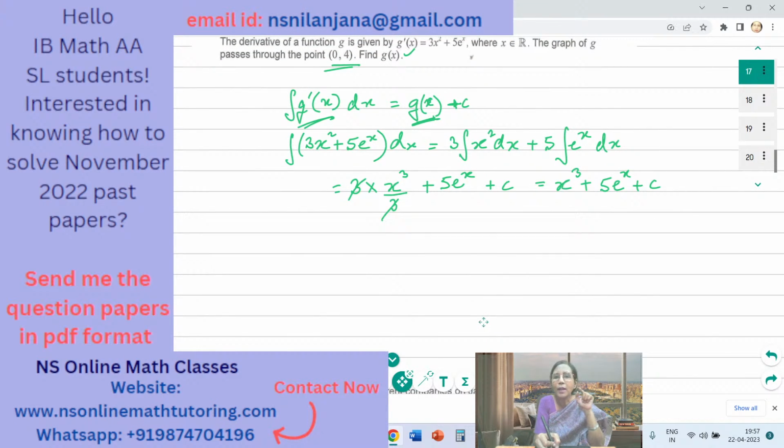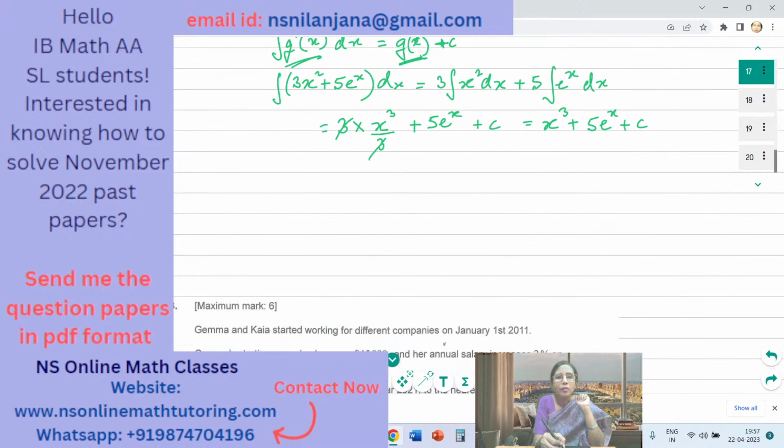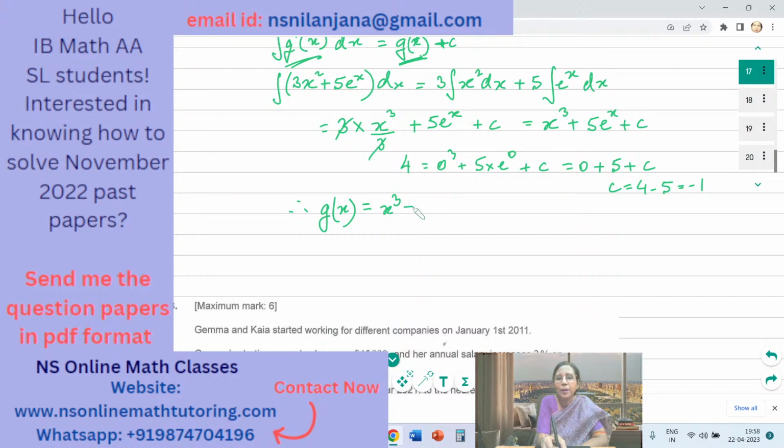The point is (0, 4), so x equal to 0, y equal to 4. Therefore, 4 equals 0 to the power of 3 plus 5 times e to the power of 0 plus c. 0 to the power of 3 is 0. E to the power of 0 is 1. 5 times 1 is 5 plus c. So c will be equal to 4 minus 5, which is equal to negative 1. Therefore, g of x is equal to x to the power of 3 plus 5e to the power of x minus 1.